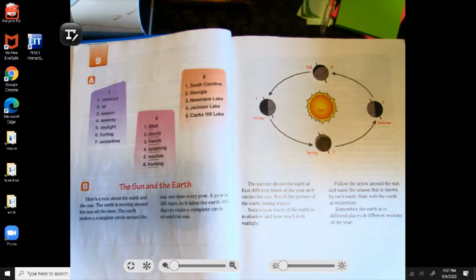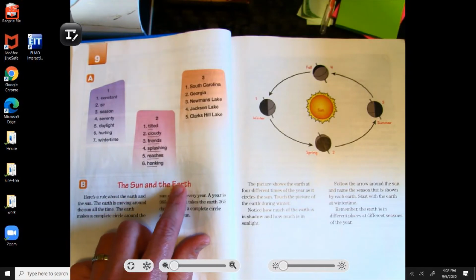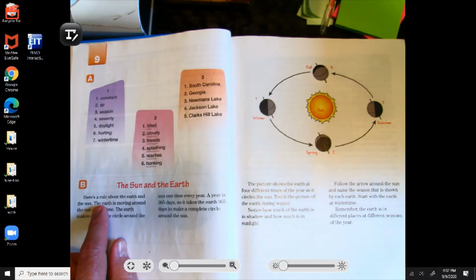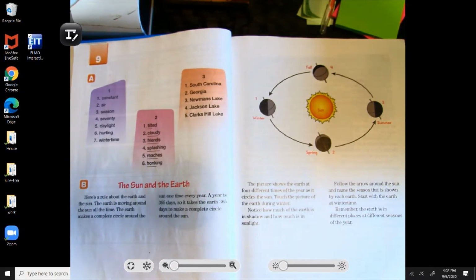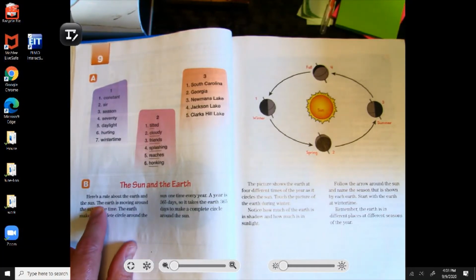So today, scholars, we're going to have our next story about Henry and Tim. But first, we have an information passage. Let's read the title of that together. Ready? The Sun and the Earth. Here's a rule about the Earth and the Sun. The Earth is moving around the Sun all the time. Scholars, let's say that rule together. Ready? Right here. The Earth is moving around the Sun all the time.